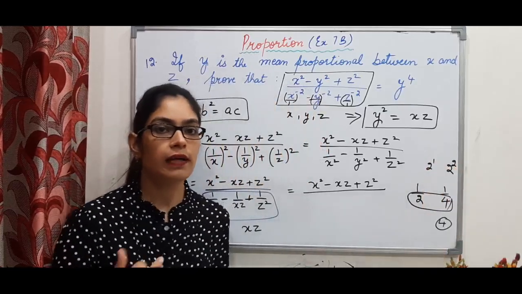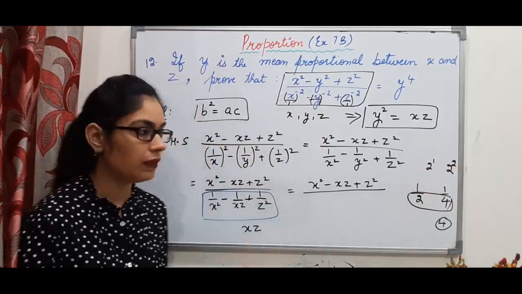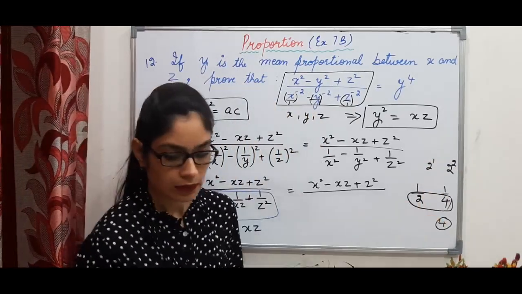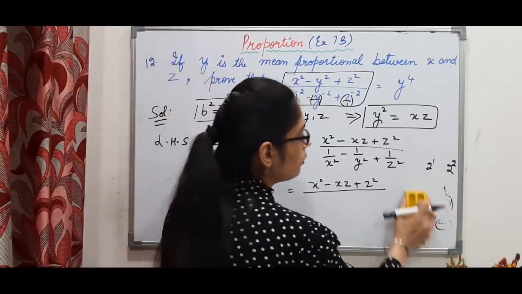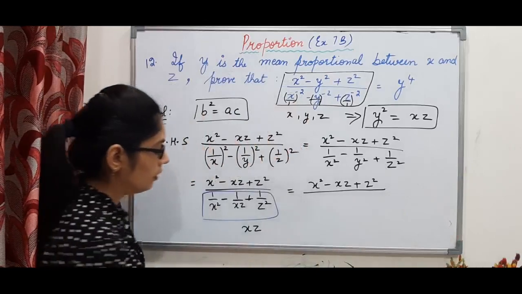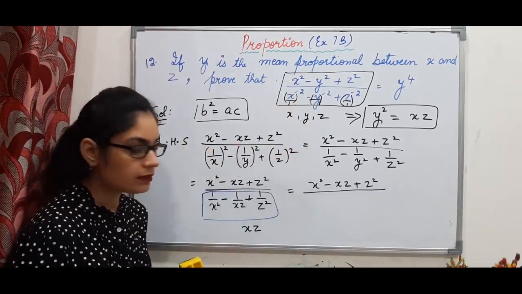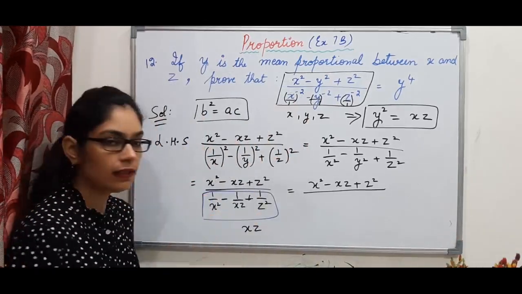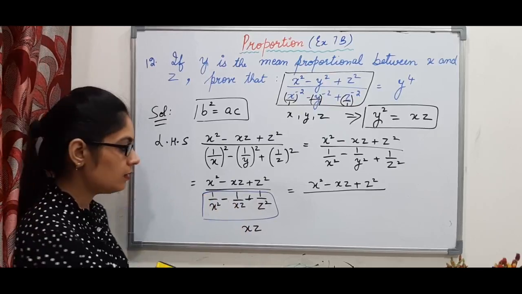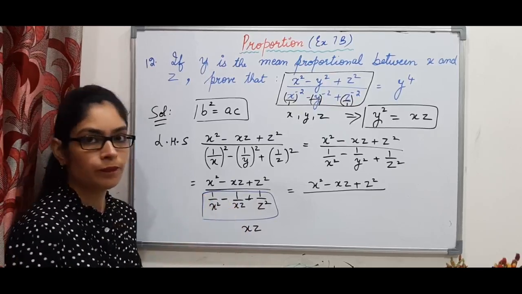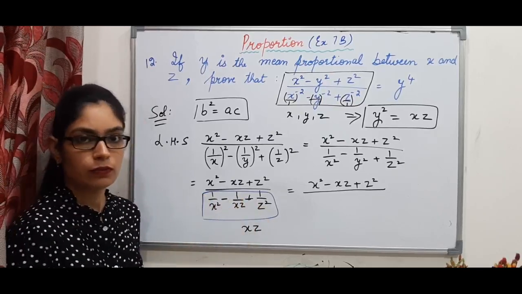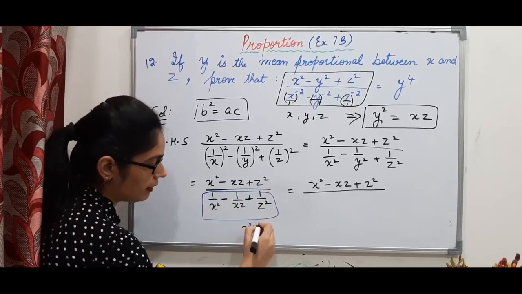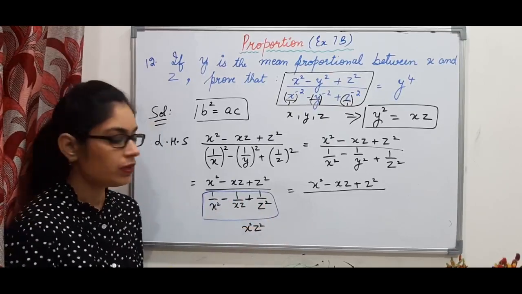LCM will always be the highest power of the given numbers. So 4 is the LCM here. Same way here, you just have to see everything is same, nothing is different. x and z are the two numbers. The highest power of x is x square and of z is z square. So the LCM of this expression will be x square z square.